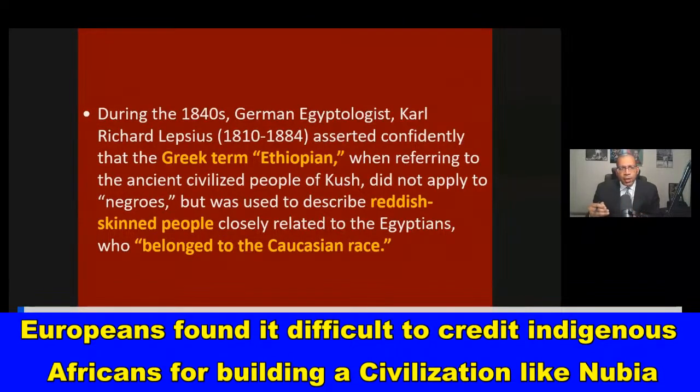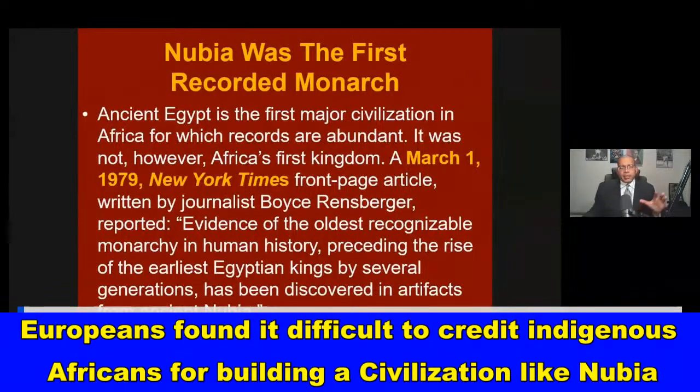Now, during the 1840s, German Egyptologist Carl Richard Lepsius asserted confidently that the Greek term Ethiopian, when referring to ancient civilized people of Kush, did not apply to Negroes, but was used to describe the reddish-skinned people closely related to the Egyptians who belonged to the Caucasian race. Okay, they do whatever they can to discredit it. They don't want to admit these are Black Africans.